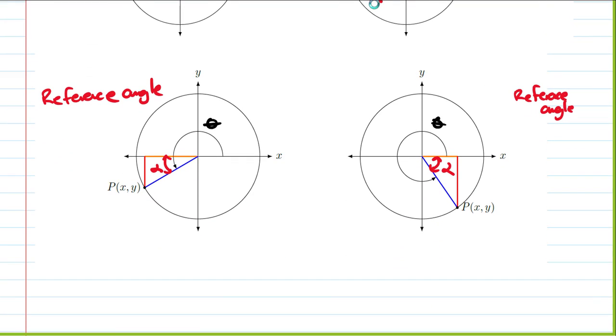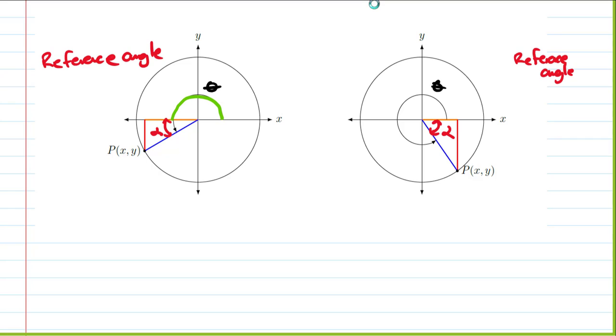In quadrant 3, our reference angle is the angle as measured from the negative x-axis to the hypotenuse. So theta is all the way to here, and our reference angle is only from here to here. So the part that we don't want is this. Well, that's pi, or 180 degrees. So in quadrant 3, alpha is equal to theta minus pi, or theta minus 180 degrees.